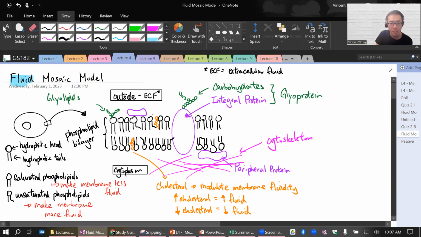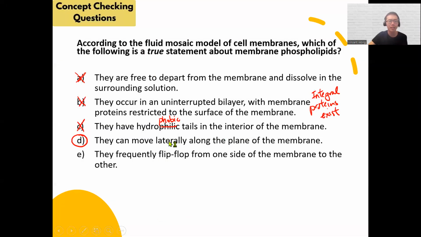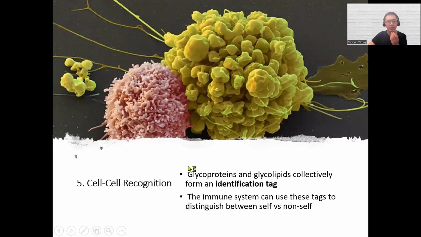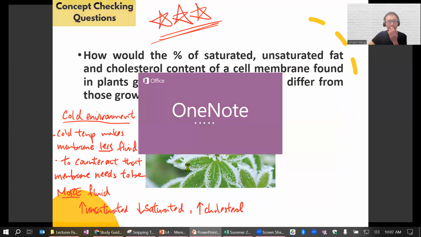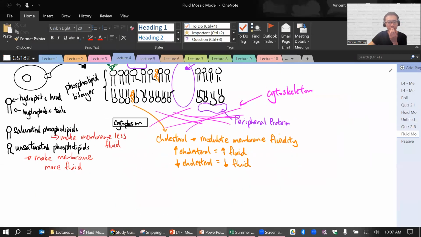But on a fluid mosaic model like this, let's say we color this particular one red. It can move around. It can switch places with the one next to it, and they can move laterally from one spot to another. The best analogy is, oh, the program just crashed. That's why it was doing that weird thing.